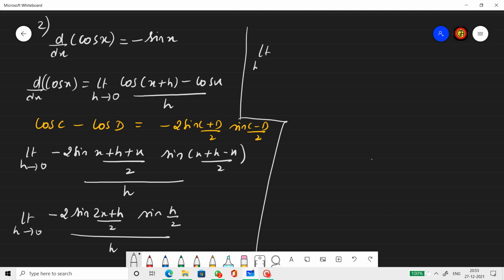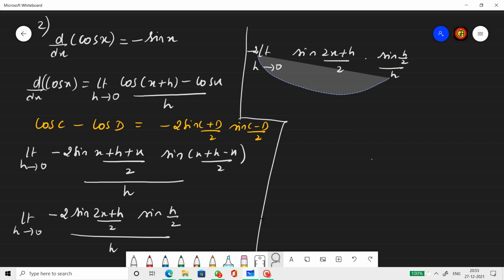So limit h tending to 0, I'm taking this minus 2 out, into sine 2x plus h by 2 into sine h by 2 by h. Now, those who can't understand taking this minus 2 down here can consider as if you are multiplying and dividing by 2. So here I am going to take it as multiplying and dividing by 2.